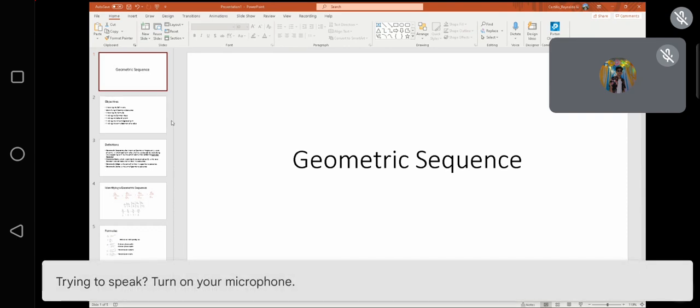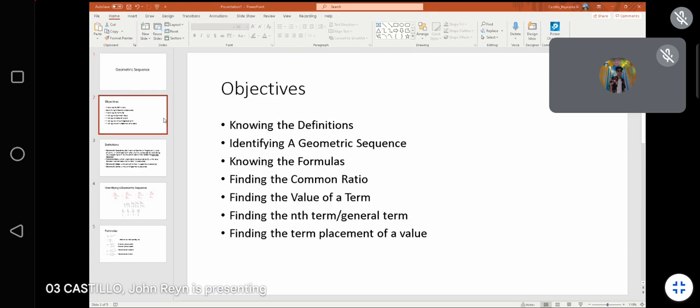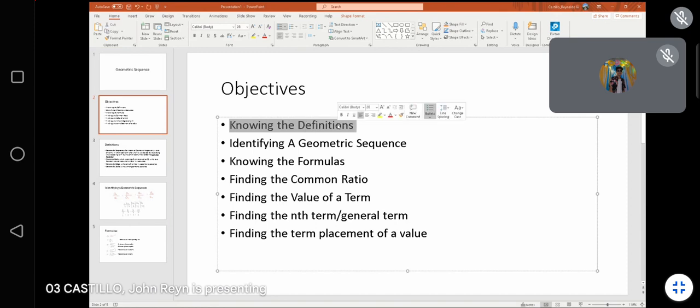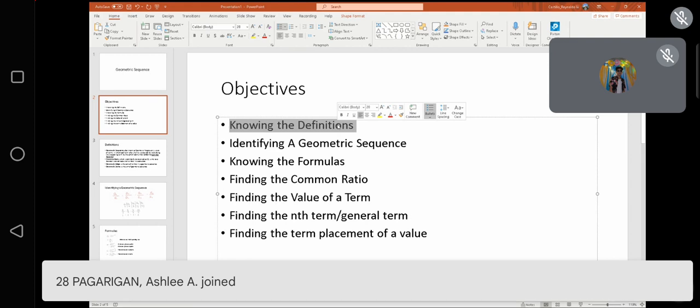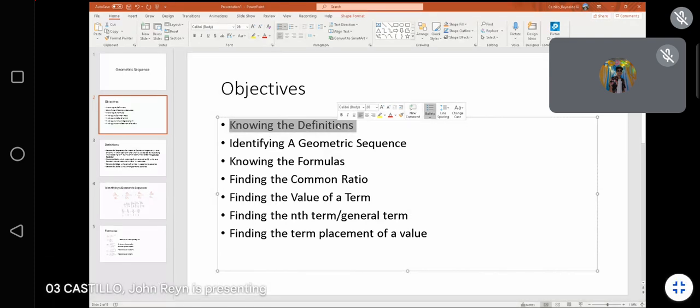So, geometric sequence. The objective for this meeting on learning geometric sequence is that we have to know the definitions. The definition of geometric sequence. Okay, welcome po. Knowing the definitions, like the definition of the geometric sequence, the definition of the common ratio, the definition of the geometric means and series.